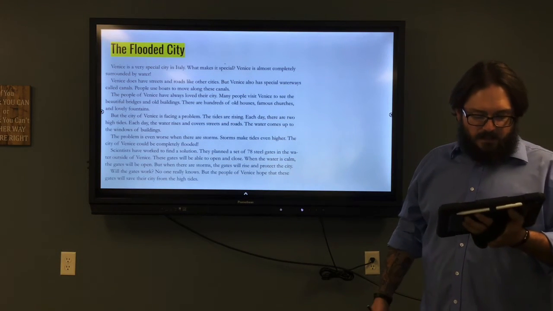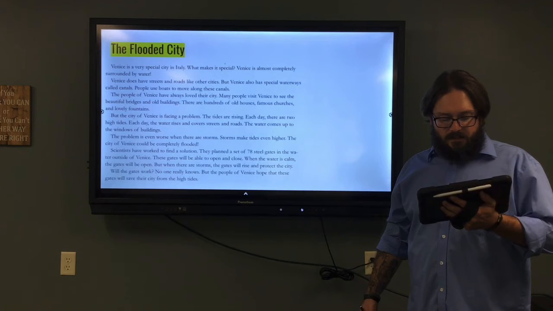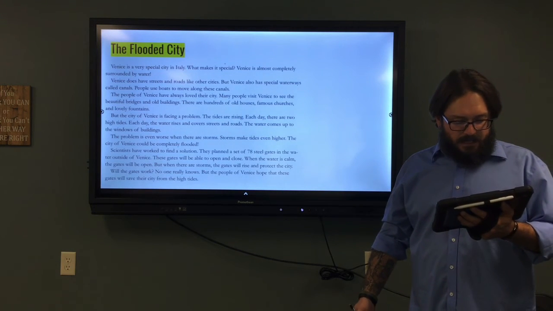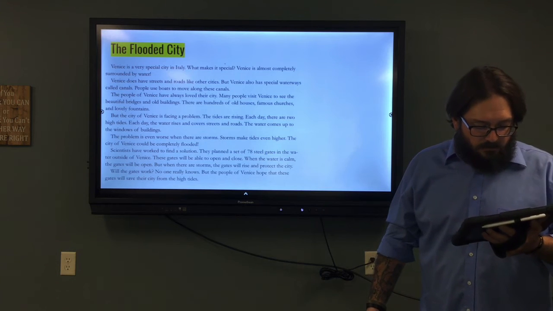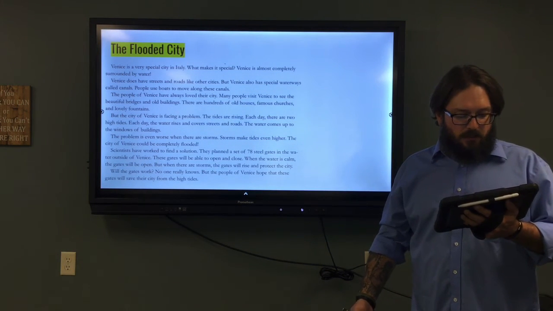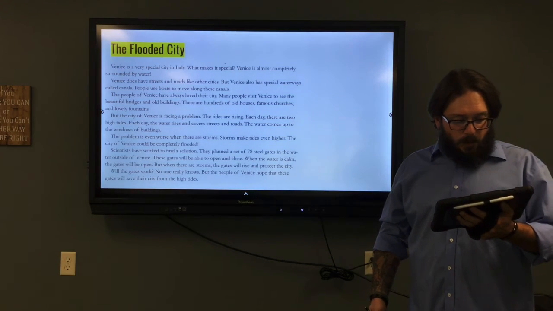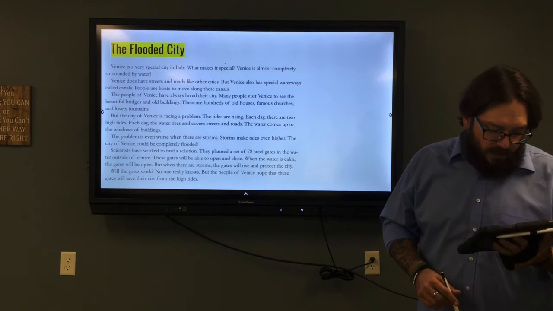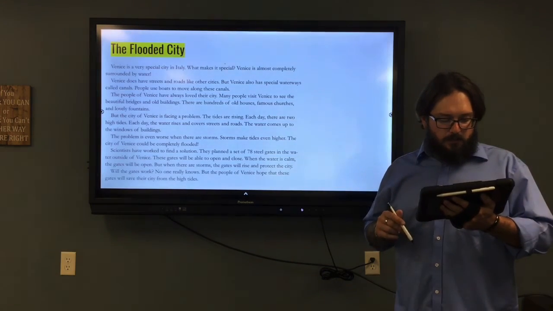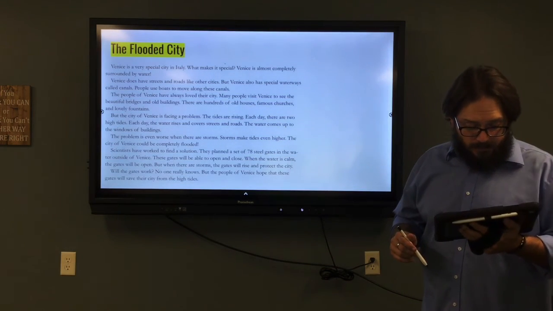But the city of Venice is facing a problem. The tides are rising. Each day there are 2 high tides. Each day the water rises and covers streets and roads. The water comes up to the windows of buildings. The problem is even worse when there are storms. Storms make tides even higher. The city of Venice could be completely flooded.